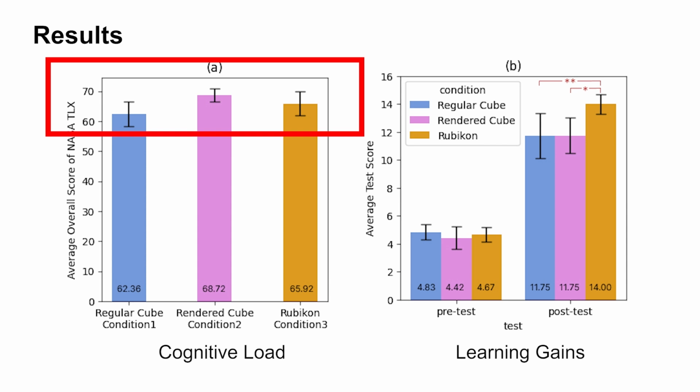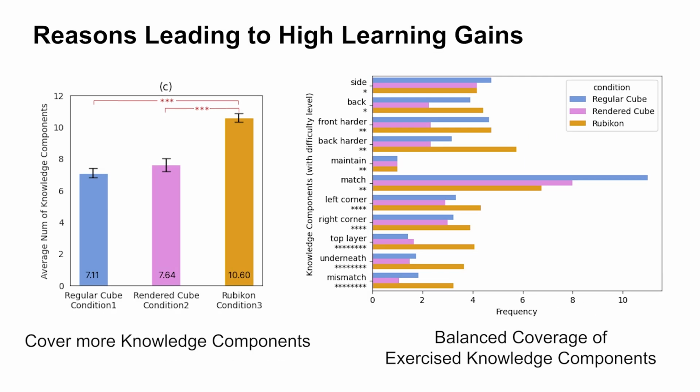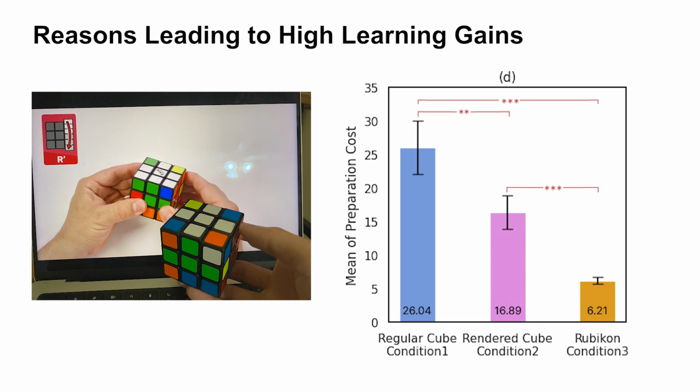Moreover, learners who used Rubikon scored 25% higher on the post-test compared to the traditional video tutorial baseline. We further probed into the reasons behind the higher learning gains. Learners in the Rubikon condition had a more comprehensive and balanced coverage of the diverse skill components required to solve a Rubik's Cube during their practice time. However, learners in the baselines had limited exposure, constrained by the physical configurations of the cube.